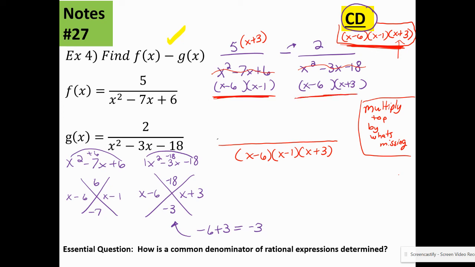Now I'm going to compare this one to the common denominator and figure out which one is missing. So x minus 6, x plus 3. This time it's the x minus 1, isn't it? It's the x minus 1 that's missing this time, so I'm going to sneak that next to the 2. So it was x minus 1. That's what's missing that time.